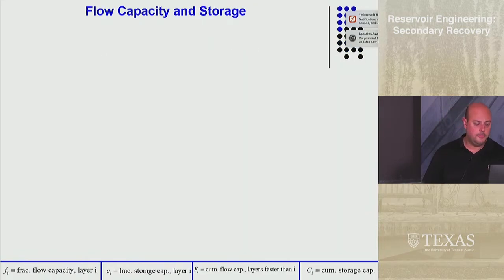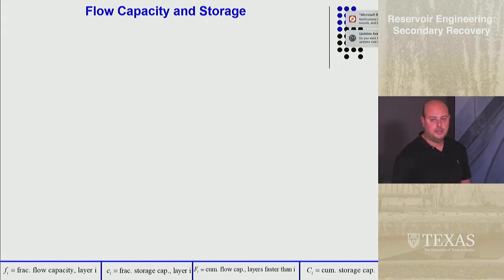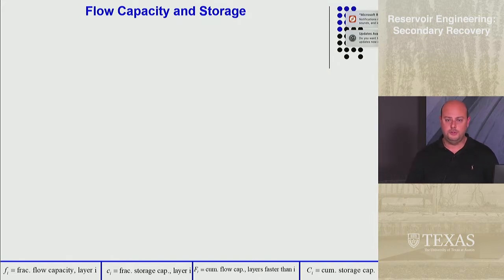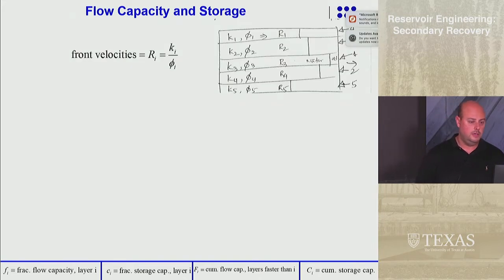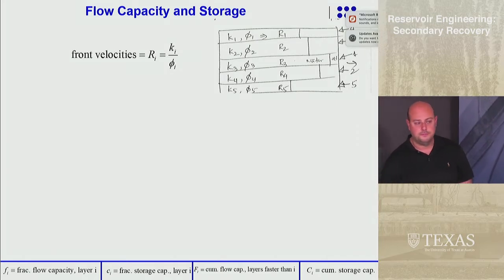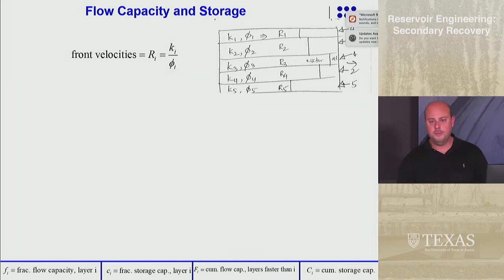So there is another measure of heterogeneity, which we'll talk about, which is the flow capacity and storage. This is particularly true in layered reservoirs, and this is just a schematic over here, that we have, let's say, 5 layers, all right? And each of those layers has a different permeability, and a different porosity, and they might have a different thickness, okay? And we're going to define the front velocities as being the permeability divided by porosity over there.